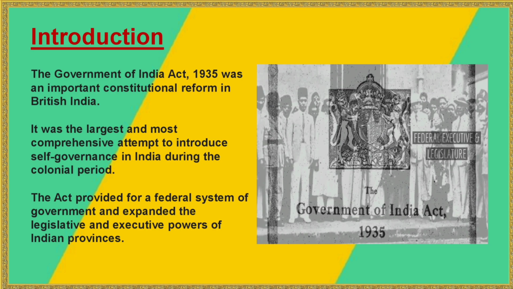Introduction. The Government of India Act, 1935 was an important constitutional reform in British India. It was the largest and most comprehensive attempt to introduce self-governance in India during the colonial period. The Act provided for a federal system of government and expanded the legislative and executive powers of Indian provinces.